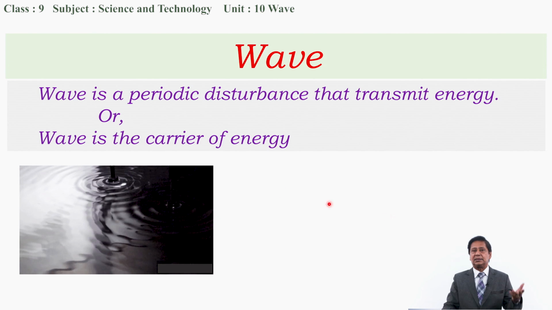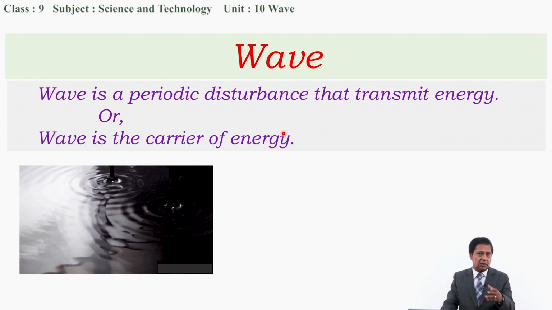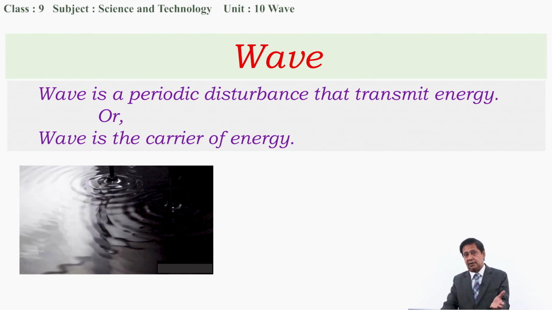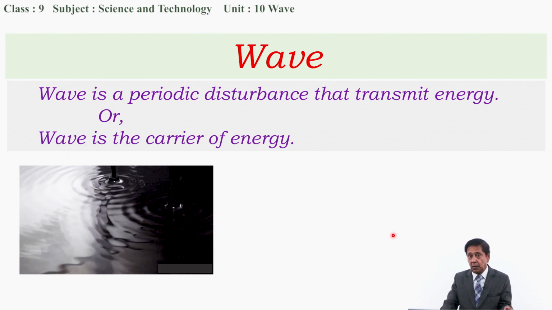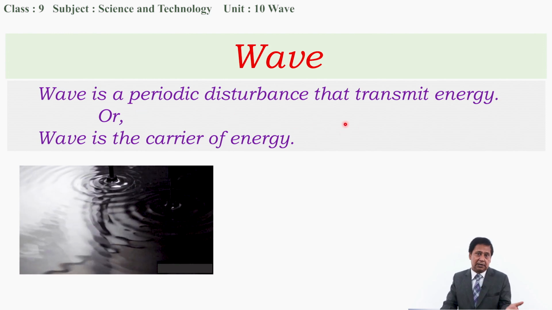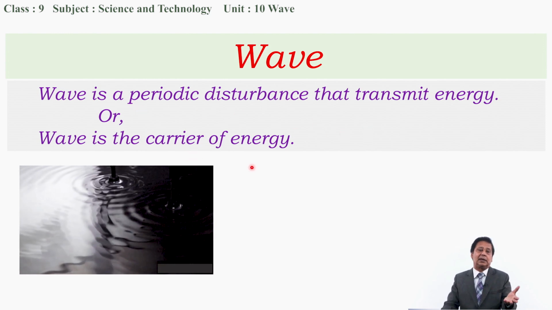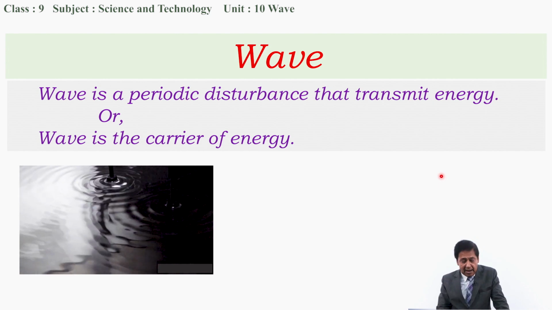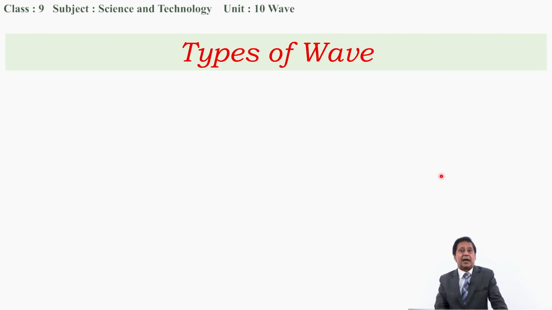We can define wave this way also. Wave is just the carrier of energy. If there is no medium, even then, wave transmits from one place to another place. From the sun to the earth, light is coming. This is the transmission of wave without any medium. That's why there is no disturbance in any particle. That's why wave is the carrier of energy. This is simply the definition. Now wave is of two types.